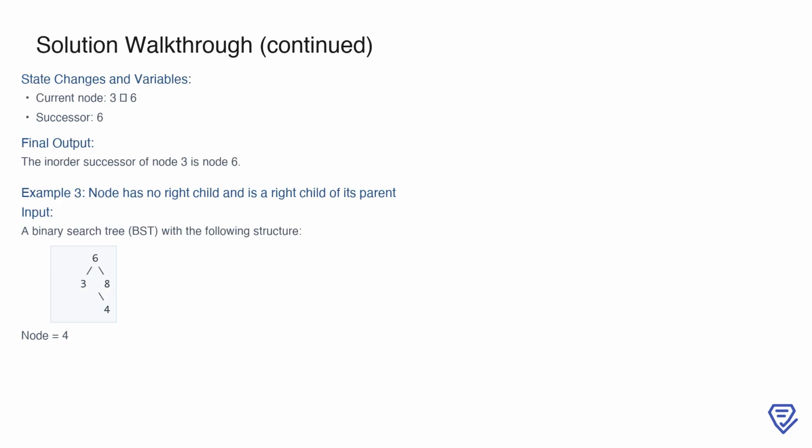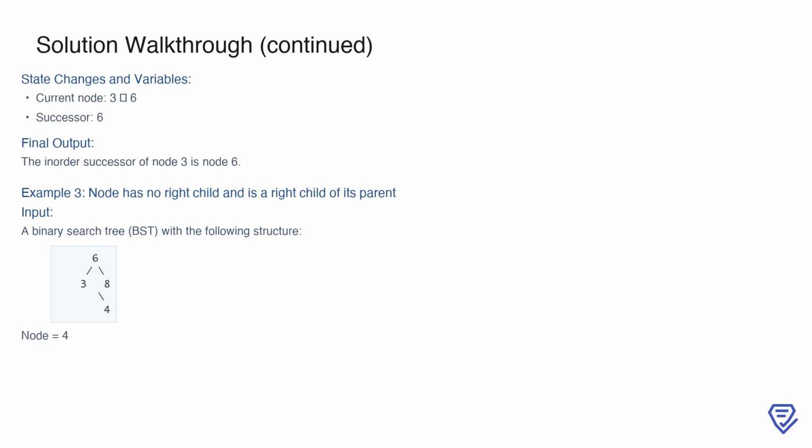The state changes and variables confirm this process. Starting at node 3, the current node is updated to its parent, node 6. The successor is then identified as node 6. Thus, the final output is that the Inorder successor of node 3 is node 6.